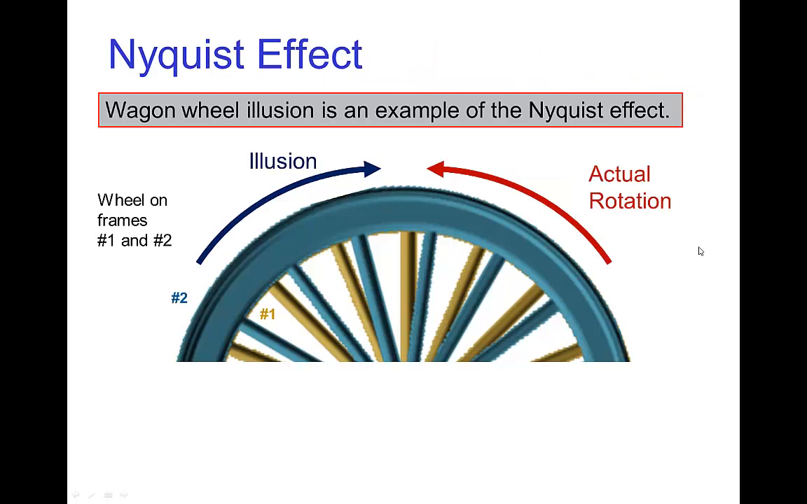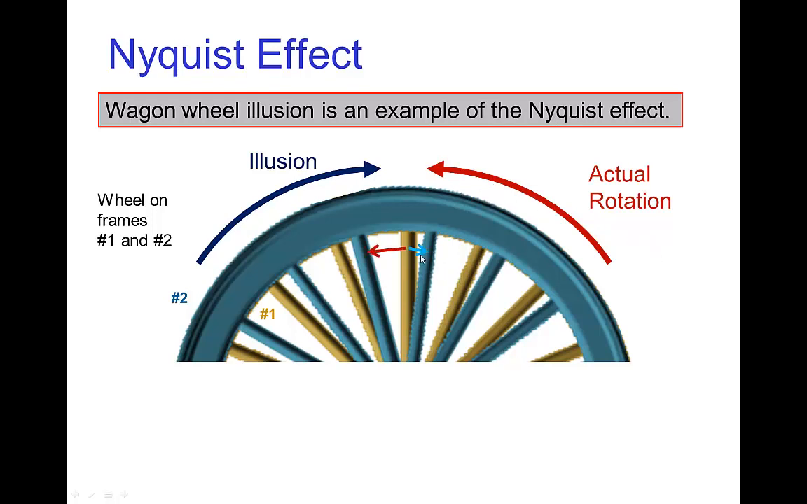So this wagon wheel illusion is an example of what's known as the Nyquist effect. In this case, if we imagine a stagecoach wheel that's turning, on the first frame we have it here, this yellow colored wheel, and then on the next frame it's positioned where the blue wheel is. So the actual rotation is counterclockwise, but due to the Nyquist effect, we have the illusion that it's turning clockwise.